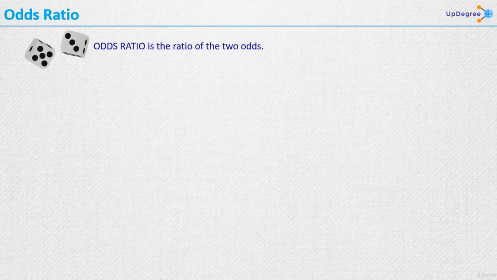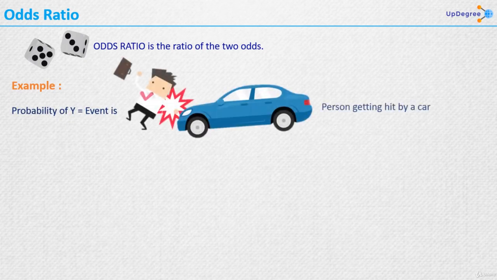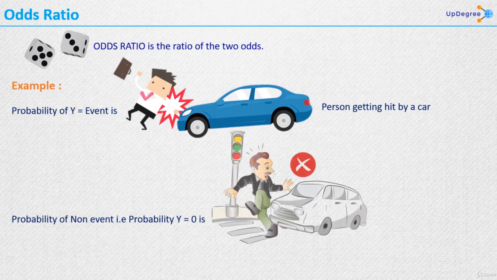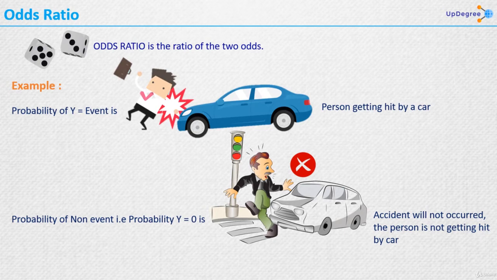Now let's come to the concept of odds ratio. Odds ratio is basically the ratio of two odds. In order to explain the concept of odds ratio, let me take an example. Here we have assumed a case where the probability of y equals event is that an accident will occur, that is, the person is going to get hit by a car, and the probability of a non-event, that is, probability y equals 0, is that an accident will not occur, that is, the person will not get hit by a car. Now I have divided the individuals into two parts.